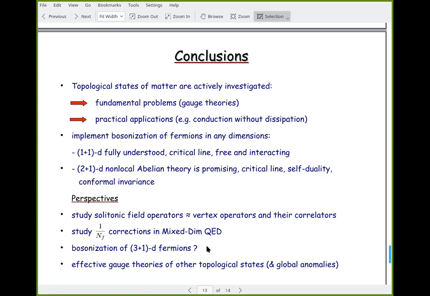And the issue here is the fact that to understand global anomalies, and this is being discussed in the literature. Okay, that's all.